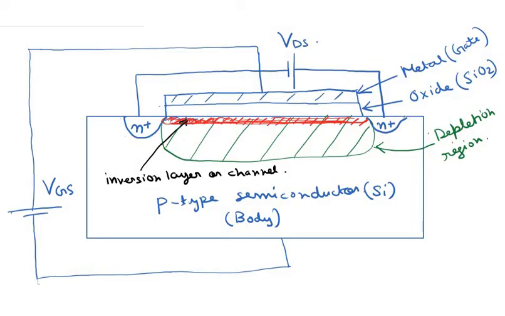Okay, this N plus contact which is connected to the negative pole of VDS, this is the negative pole of VDS, and this N plus contact that is connected to the negative pole of VDS is basically known as the source, and the N plus contact that is connected to the positive pole of VDS is basically known as the drain.